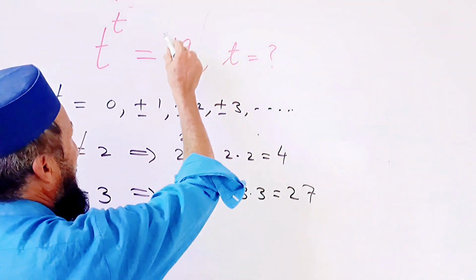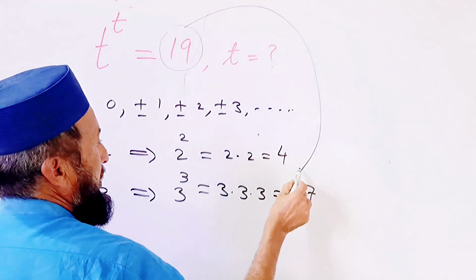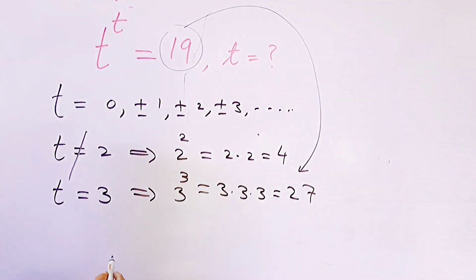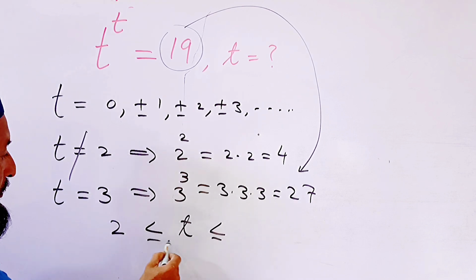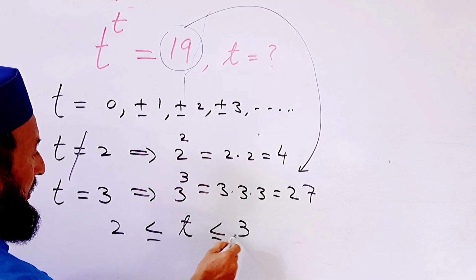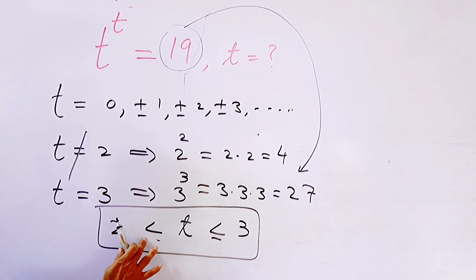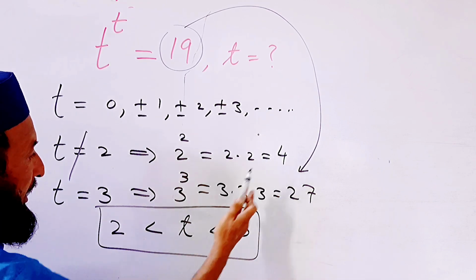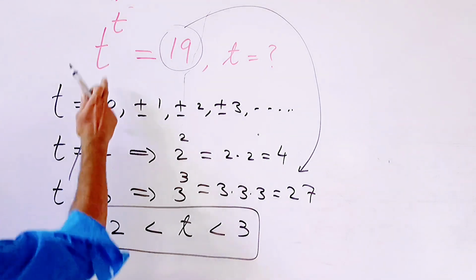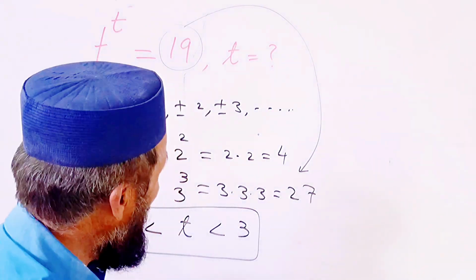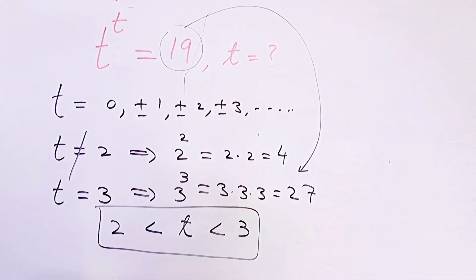It means that 19 lies between these two integers, so the answer lies in 2 less than or equal to t, less than or equal to 3. Equality is not coming because both results are not equal. It means that the value of t lies in this range. So now we calculate the result of t.